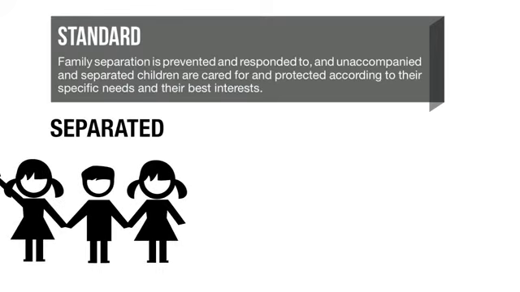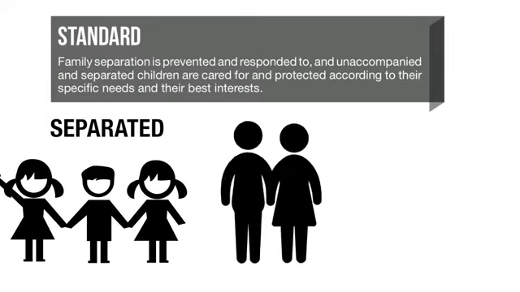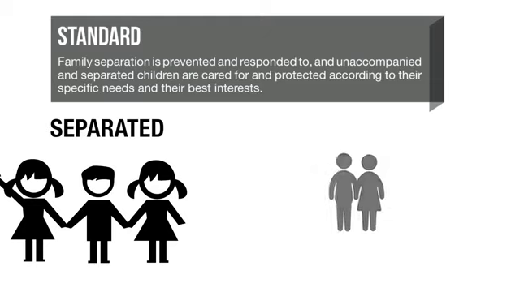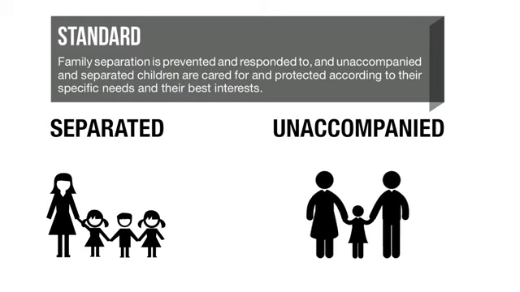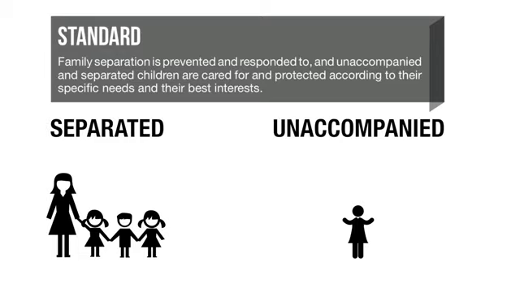Separated children are those separated from both parents or from their previous legal or customary primary caregiver, but not necessarily from other relatives. Unaccompanied children have been separated from both parents and other relatives and are not being cared for by an adult who, by law or custom, is responsible for doing so. In addition, the principle of best interest of the child should underpin all interventions.